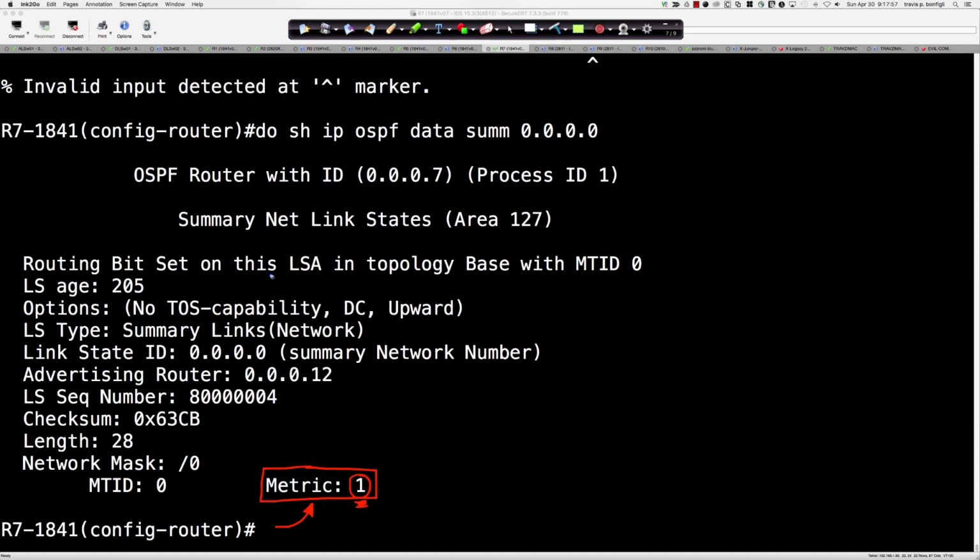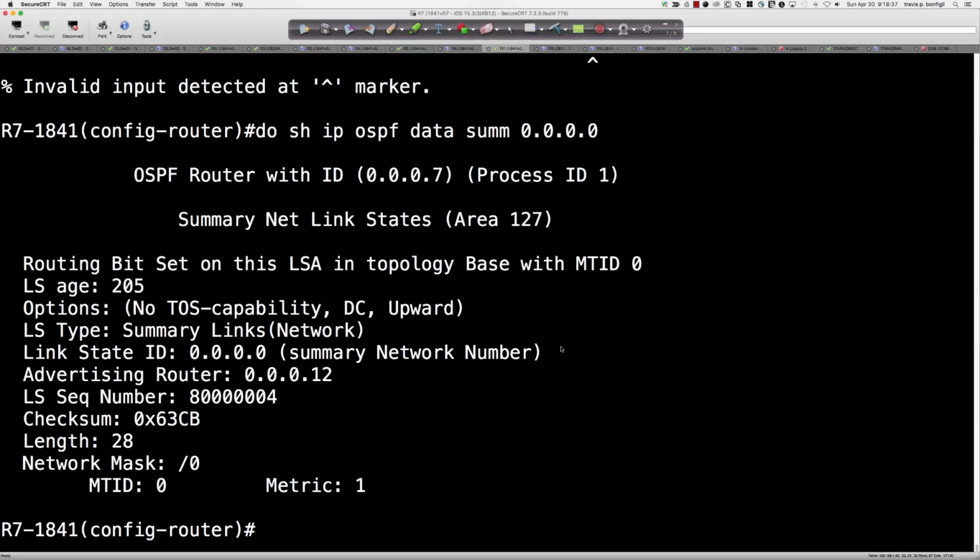But let's take a look. Routing bit is set, right? It means that this is a valid LSA. We've got the link state age, and here it is, link state ID, quad 0, summary network number. And again, it's the quad zeros. There's the advertising router. And then we've got the network mask, right? It's just a 0. Okay? And so here is the actual type 3 LSA that we're receiving from the ABR. So let me go ahead and clear this. All right, and so that is the major difference.